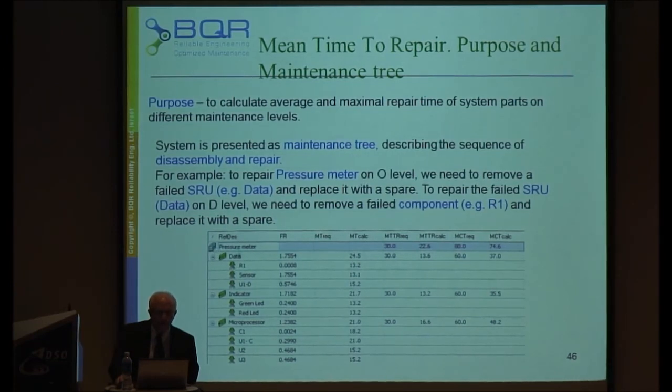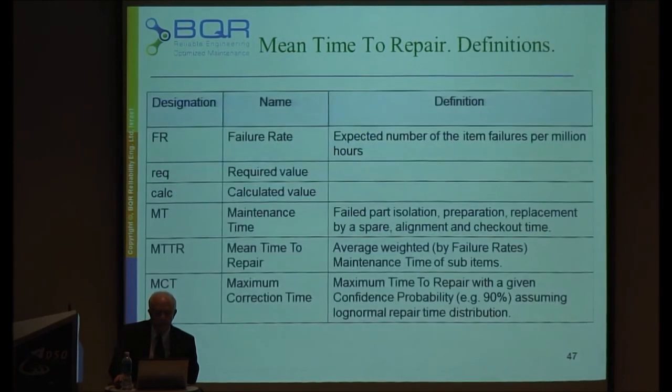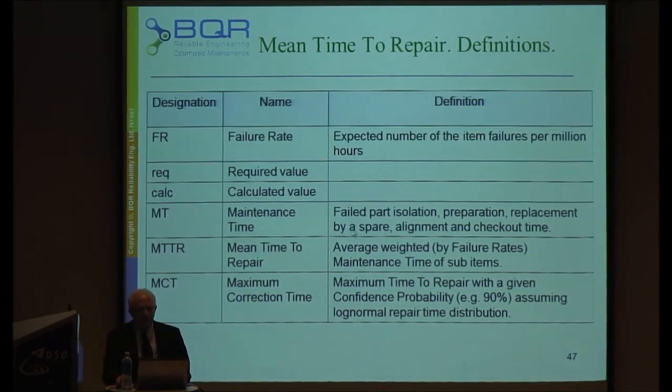So we have the field maintenance, and we have the shop maintenance. The field maintenance can remove assemblies. The shop maintenance can remove components. So the MTTR is the failed part isolation, preparation, replacement by a spare, alignment, and checkout time. It's the whole time needed from the minute it fails until I know that this component failed, I need to replace it, I replace it, and I check that everything is OK.